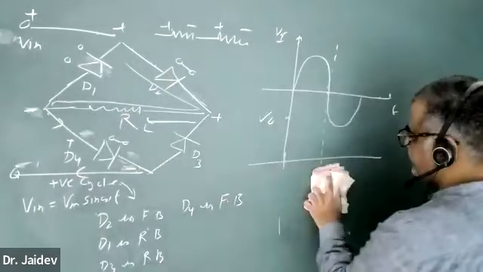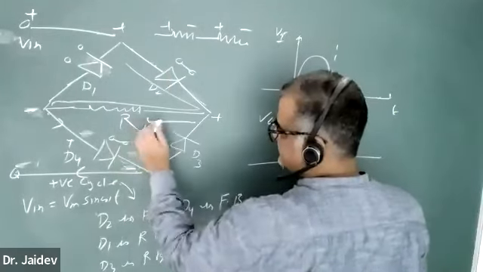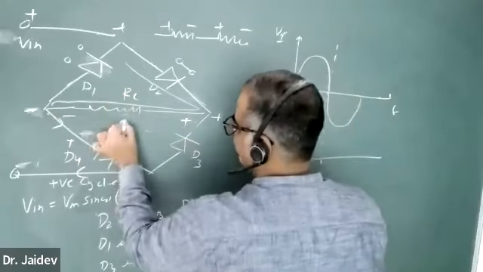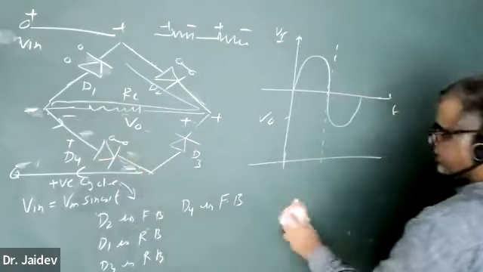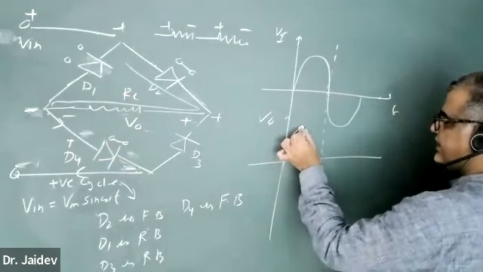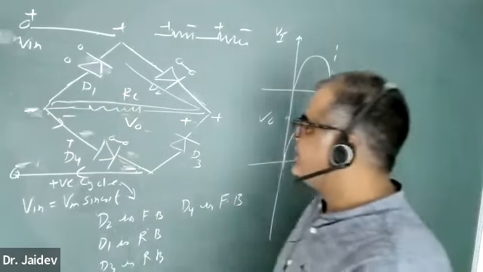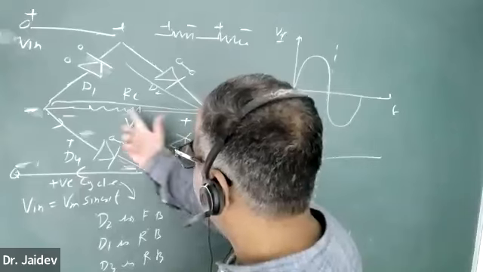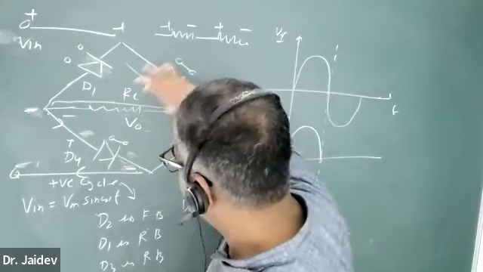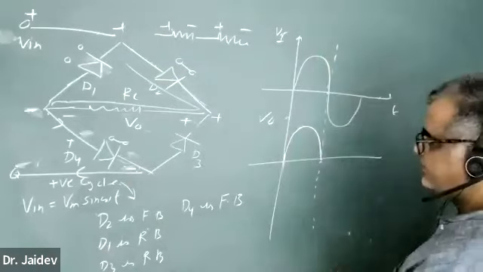Okay. So for the first positive cycle, I am measuring my V output like this, in the direction of current. So this is my RL and this is my V output. Okay. So let me draw now the V output. V output will be the same as this one, because there is no drop, all the diodes are ideal. Whatever voltage I am applying, the same voltage is coming here. No drop here. So this is your full wave rectifier.